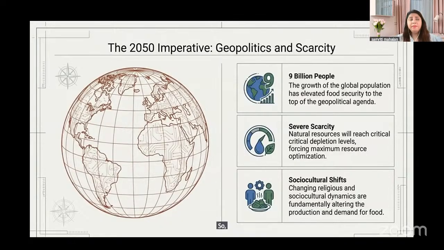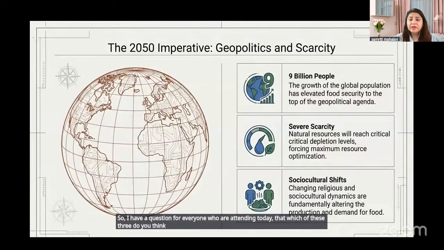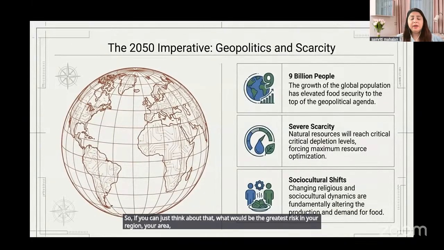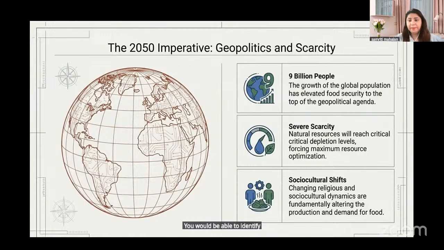I have a question for everyone attending today: which of these three do you think poses the greatest risk in your region? If you can just think about that, what would be the greatest risk in your region, your area, you would be able to identify it further.